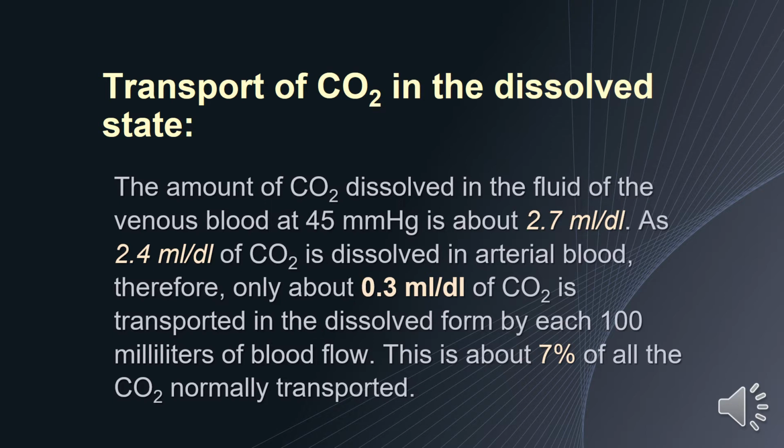And this means that 0.3 ml per deciliter of carbon dioxide is transported from the venous blood to the lung. If you take the percentage of this 0.3 ml per deciliter out of the 4 ml per deciliter that is carried to the lung in every cycle, this will be about 7% of all the carbon dioxide normally transported. Please remember that this is a minor method for the transportation of carbon dioxide.